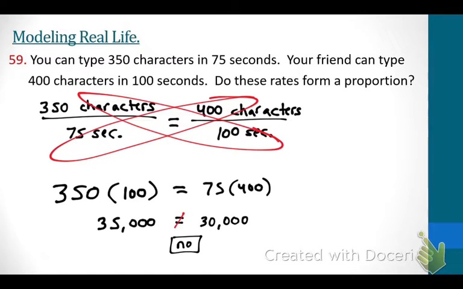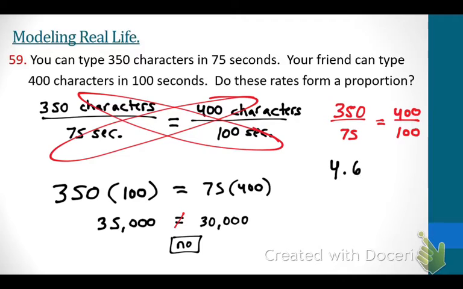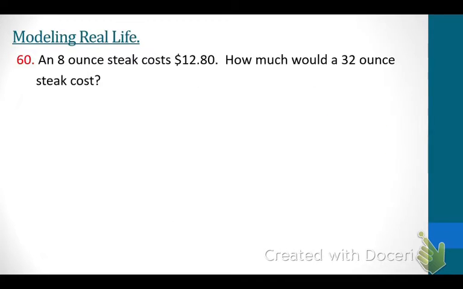Was there anyone who did it different than I just did right there? Nobody else? Okay, let me show you one way that you could have done it. 350, I'll just rewrite this, divided by 75 equals 400 divided by 100. Guys, what is 350 divided by 75? 4.6. Guys, what is 400 divided by 100? 4. Do those two equal each other? No, because they do not equal each other. Once again, you can see, no, they do not form a proportion.